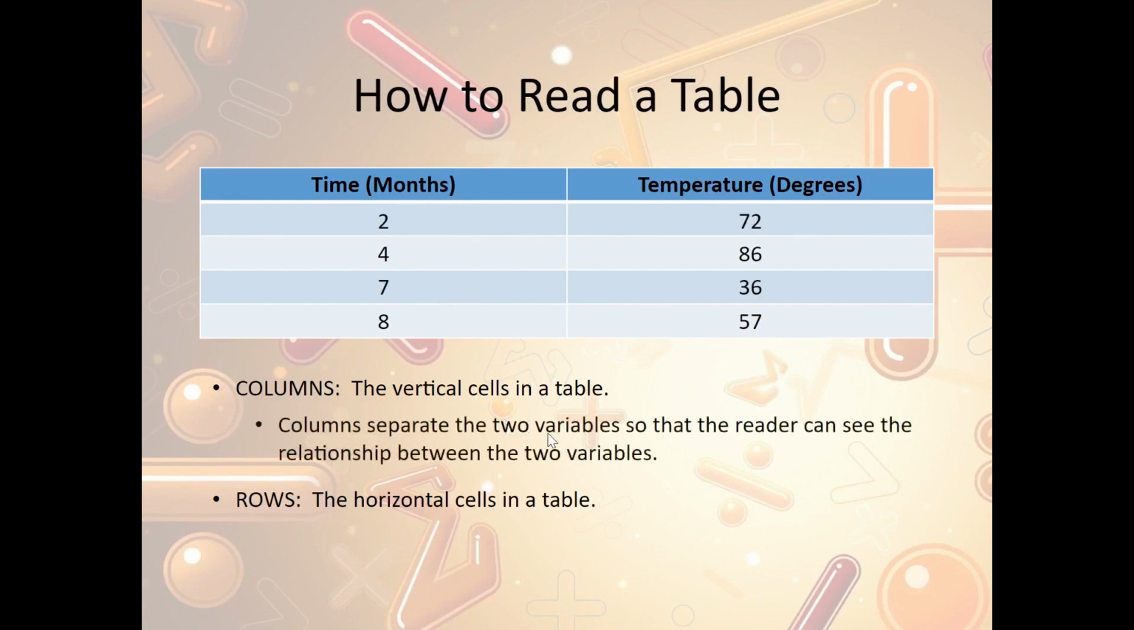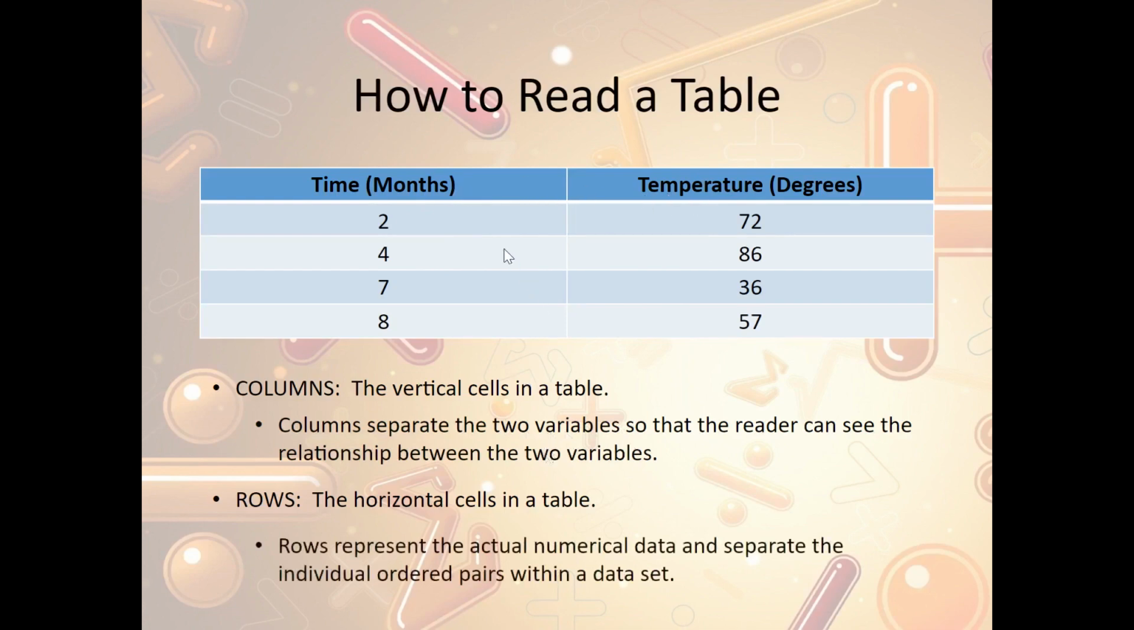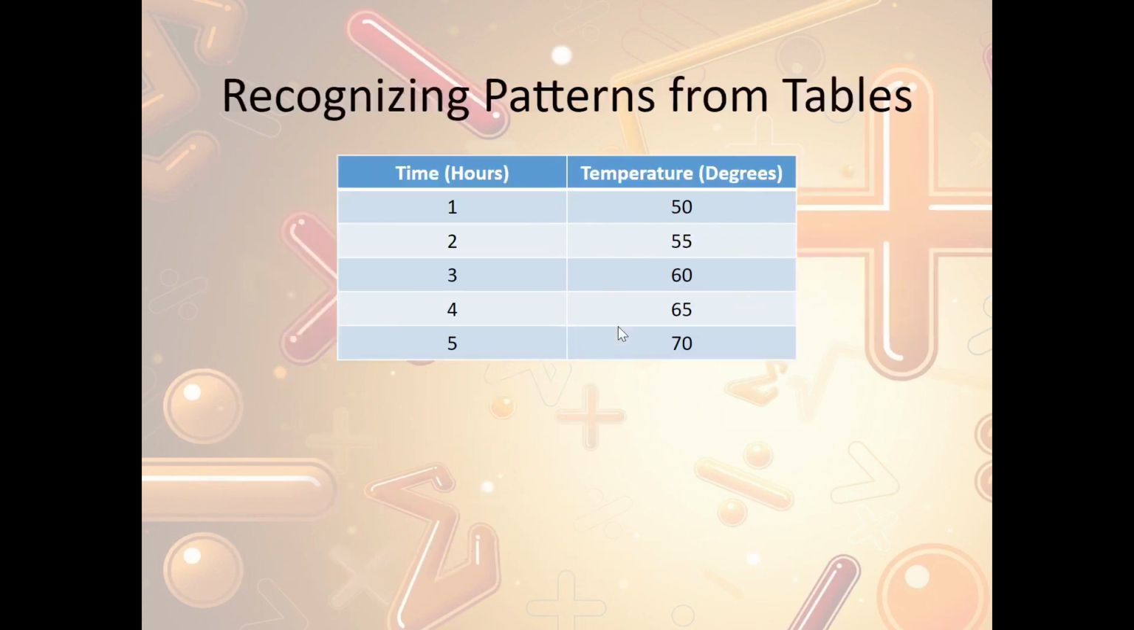Now the columns separate the two variables. So this separates time from months. And the rows separate the actual data. So this is a data point. This is a data point. This is a data point. And this is a data point.